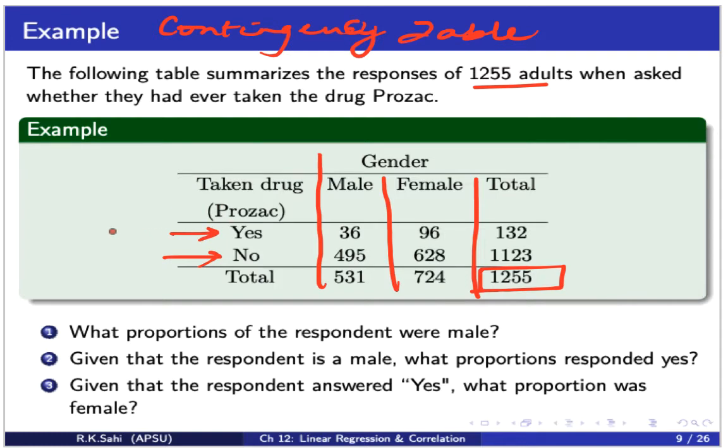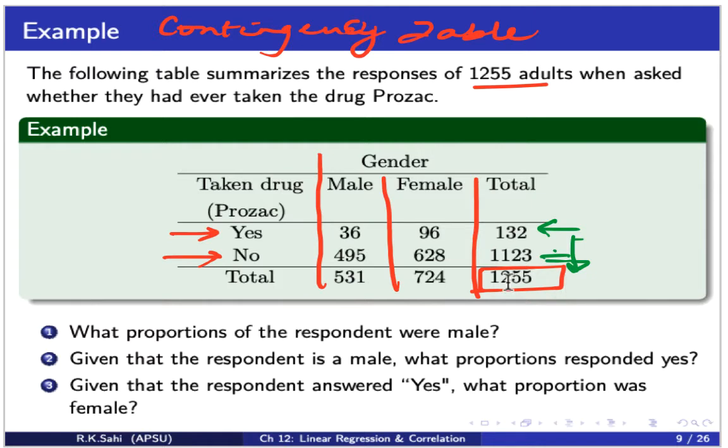Now, if you're taking the drug or not taking the drug, in that sense, if you're taking the drug, there are 132 people in the study who take the drug and 132 who do not take the drug. Total is still 1255. Okay, let's look at the question.